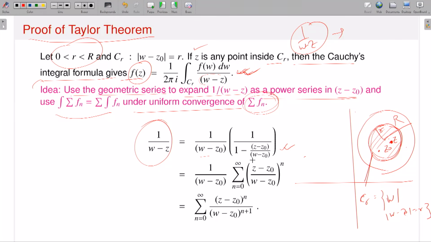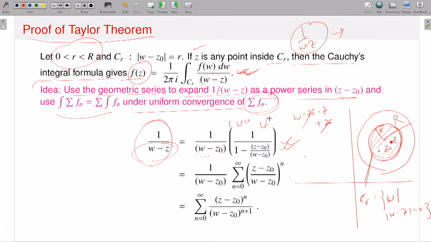If I do some algebra, w minus z goes in the numerator, so w minus z gets cancelled. What remains in the denominator is w minus z0 minus z plus z0, so this gets cancelled and we end up with w minus z. This is trivial. Then you keep 1 by w minus z0 as it is, because I want to expand 1 by w minus z in terms of powers of z minus z0. So I am only concerned about this bracket.